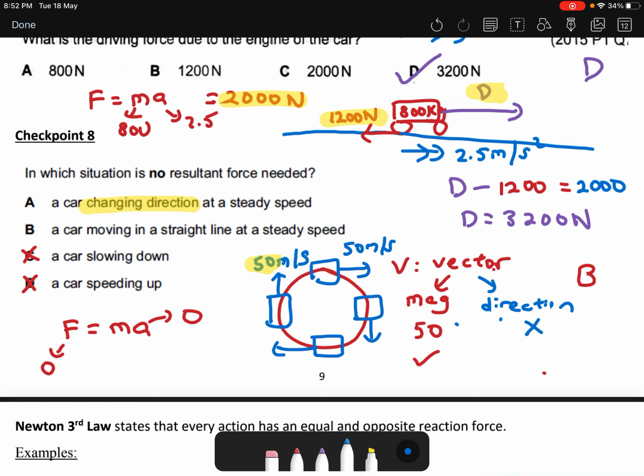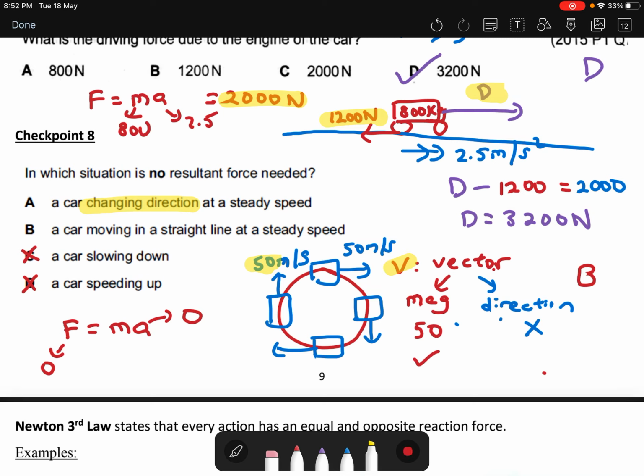So in this case, although your speed is 50 meters per second, I must conclude that my velocity is not constant. Since your velocity is not constant, it means that there is acceleration, because acceleration is the rate of change of velocity. So there must be a change in velocity in order to have an acceleration. So the answer should be B.